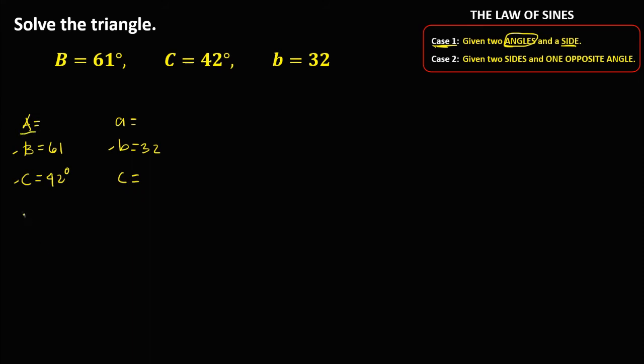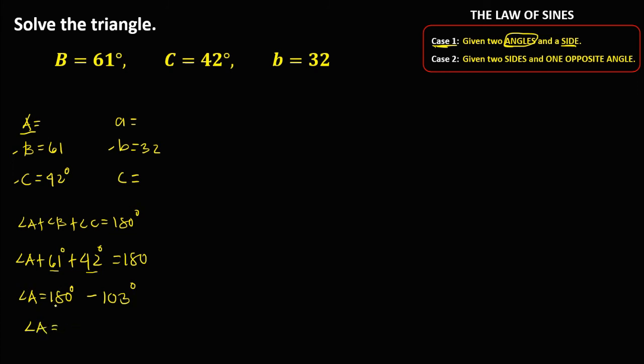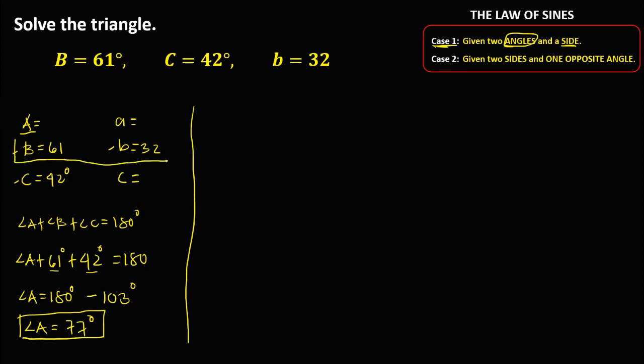So that's angle A. Using this formula, angle A plus angle B plus angle C is equal to 180 degrees. So angle A is unknown, plus angle B, that's 61, plus angle C, that's 42 degrees, equals 180. Then to solve for angle A, that's 180 degrees minus 61 plus 42, that's 103 degrees. So angle A is equal to 180 minus 103. This one is 77. So angle A is 77 degrees.